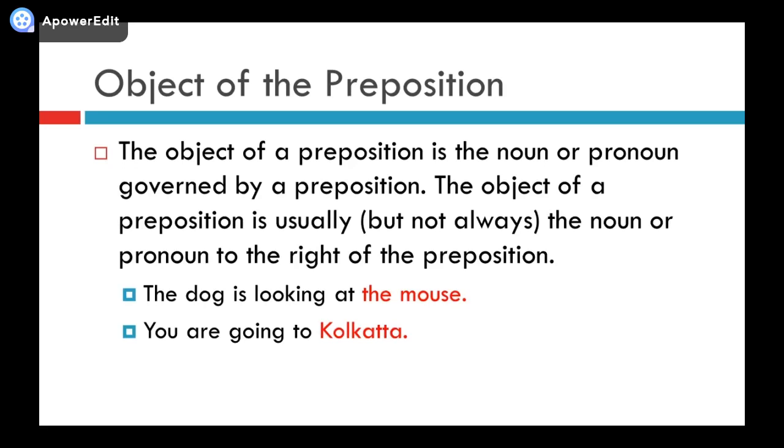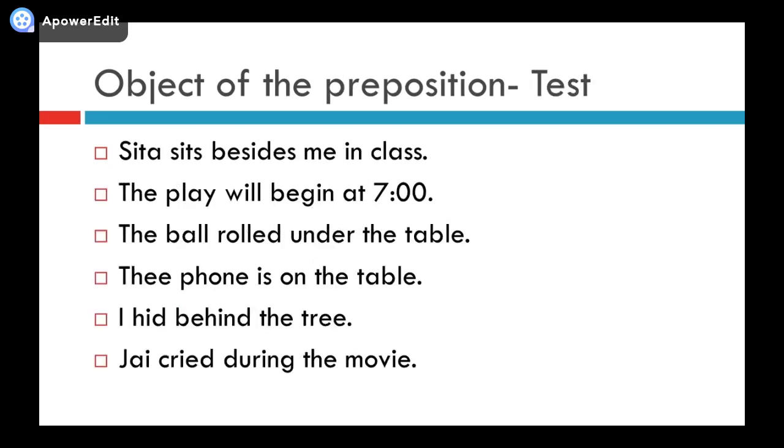Next, you are going to Kolkata. You are going, okay, but where? To Kolkata. So, it is giving you a perfect place or location where you are traveling. So, you observe it will come immediately on the right-hand side of the preposition. After at, directly on the right it is coming. To, directly on the right it is coming. Okay.